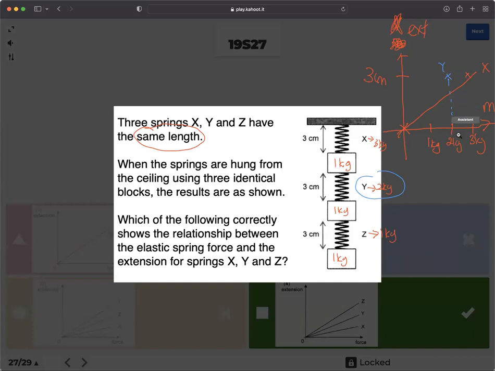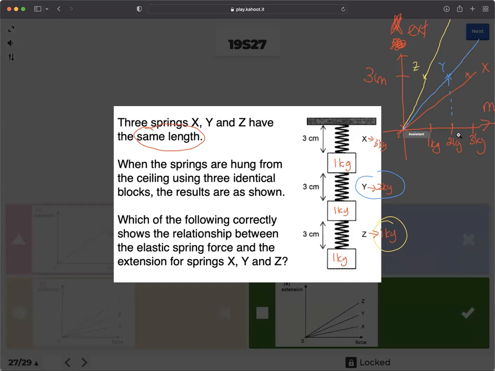Because of 2 kg, then you'll go straight like this. Understand? Then for Z, only need to hold 1 kg. So 1 kg you extend 3 cm. Okay, so you actually extend this way.